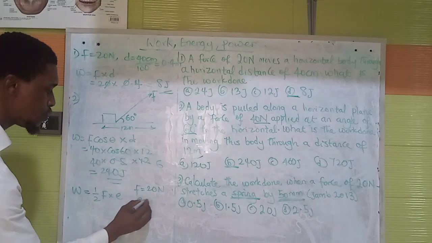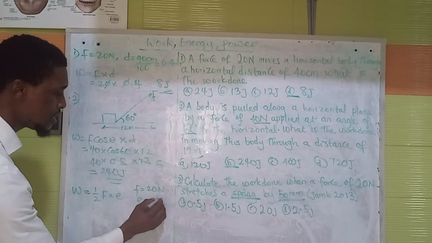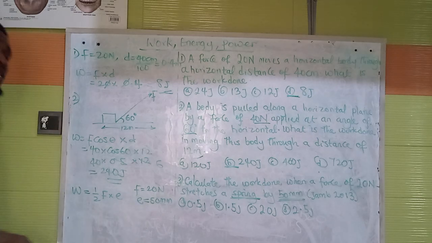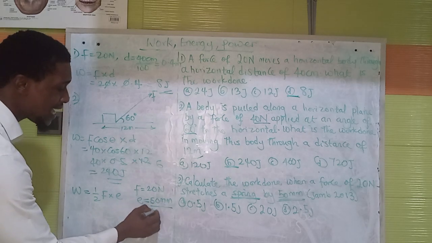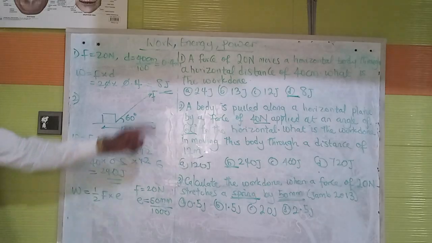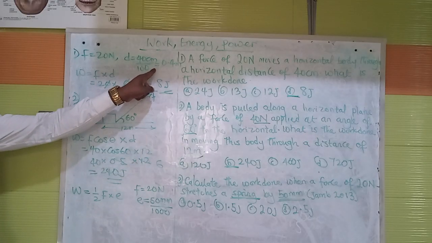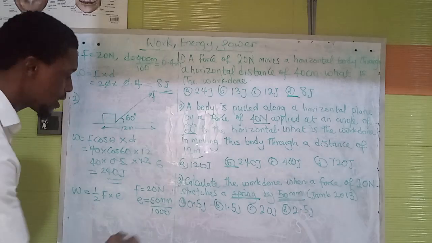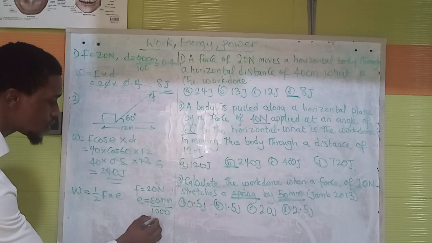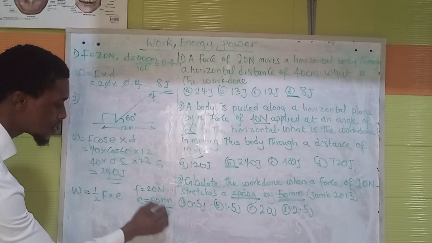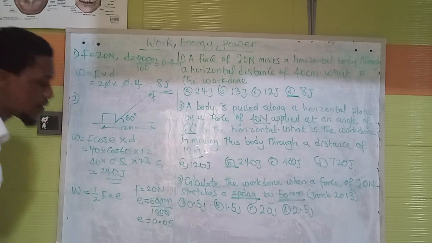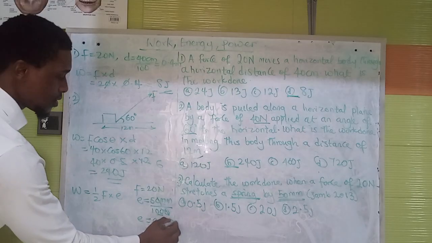E, our extension, is 50 millimeters. Since this is in millimeter, we need to convert it to meter. So you divide this by 1,000. Remember, for centimeter we divide by 100 when converting to meter. For millimeter we divide by 1,000. So from here, the extension becomes 0.05 meter.